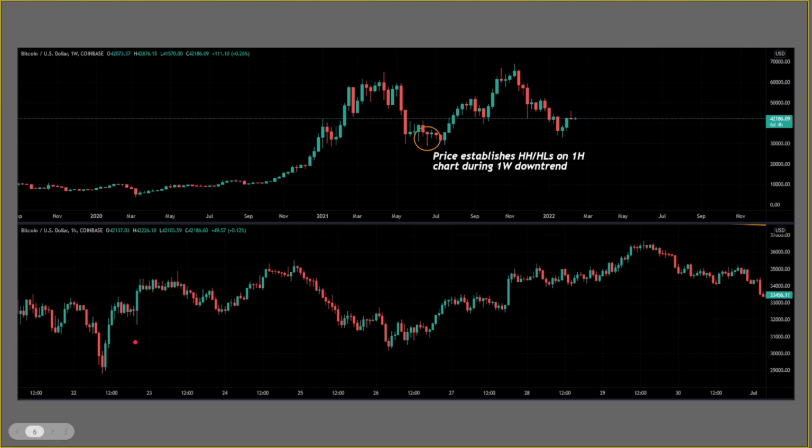So here's an example of this. This is Bitcoin to US dollar. The top chart is the weekly chart, particularly focusing on 2021 into 2022. And the bottom chart is the 1 hour chart, focusing on the highlighted area in the weekly. So this is late June 2021, about the 22nd, 23rd, all the way to the 30th.